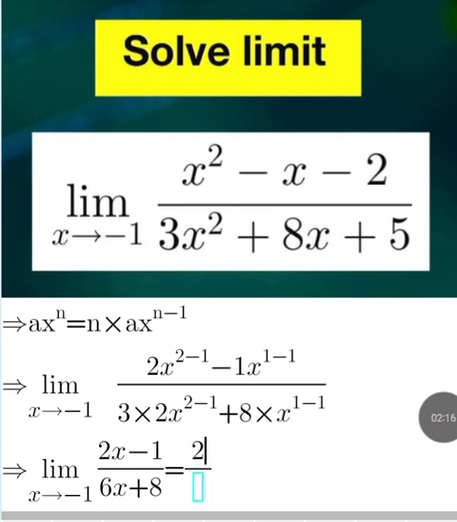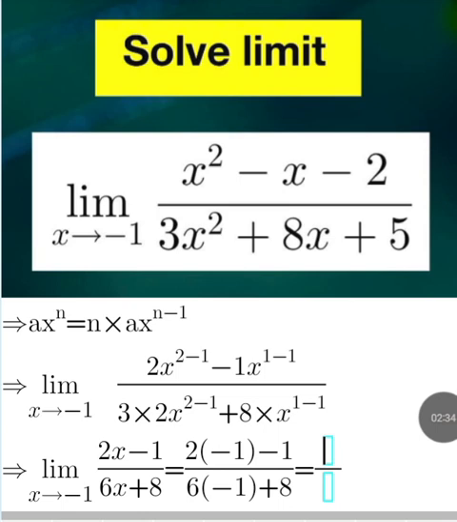So I'm going to have 2 times -1, then minus 1, divided by 6 times -1 plus 8. This now is going to be equal to: -1 times 2 is -2, -2 minus 1 is -3, divided by 6 times -1 which is -6, then plus 8. -6 plus 8 is +2. Therefore, the answer to this is -3/2.